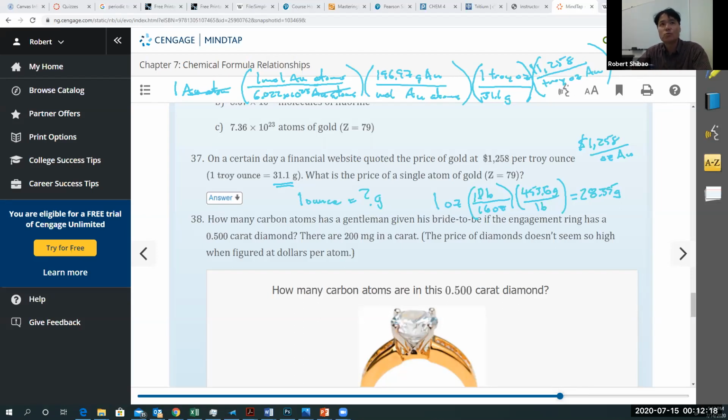So how many dollars is 1 single gold atom? 196.97 times 1258. I'll just do the numerator, divided by 6.022 times 10 to the 23rd, divided by 31.1. Comes out to 1.323 times 10 to the minus 20th dollars.